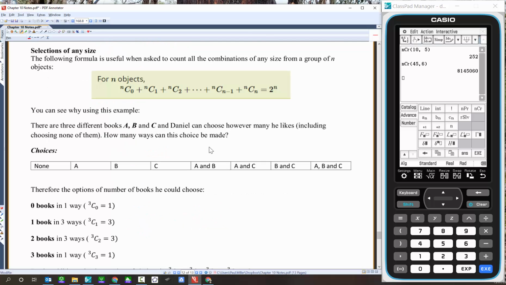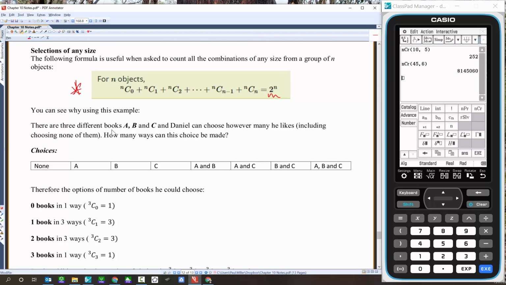All right, and this is a formula that comes up in a book, and it'll allow you to answer some of the problems. So I'll just quickly explain how it works and give you an example of where it'll be used. So, selections of any size. The following formula is useful when asked to count all the combinations of any size from a group of n objects. So I'll just try to demonstrate why this formula can be done by simply going 2 to the power of n. So you can see using this example here.